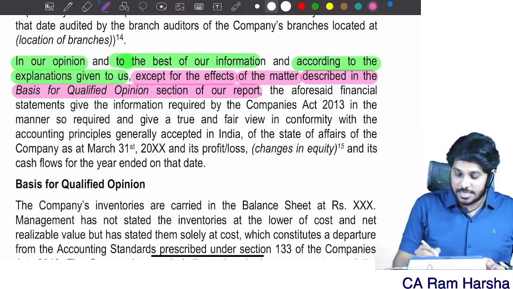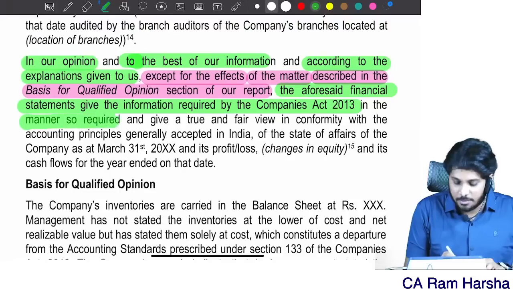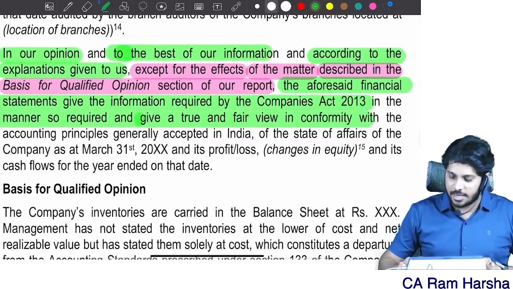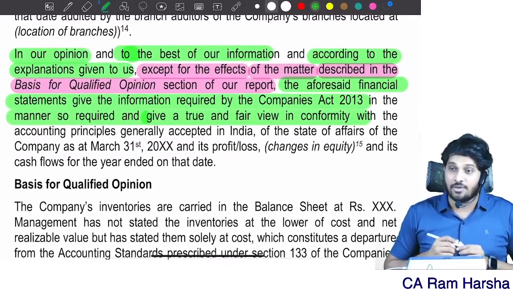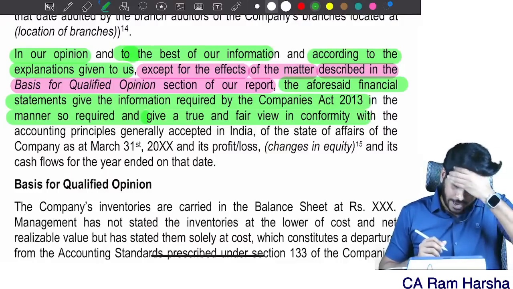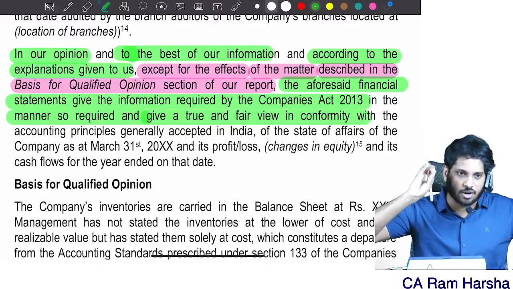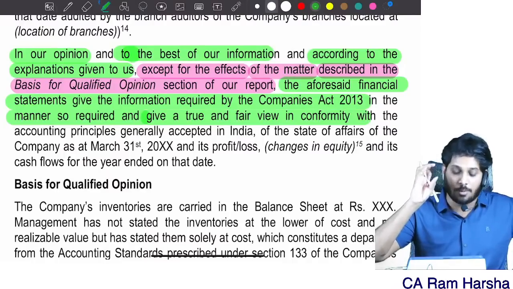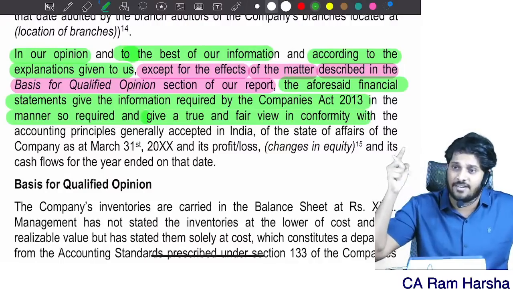So what are they saying? Once again, the aforesaid financial statements give the information required by the Act in the manner so required and give a true and fair view. Now, read only what is in the green letters, whatever I've highlighted. In our opinion, to the best of our information, according to the explanation given to us, the aforesaid financial statements give information in the manner so required and give a true and fair view.